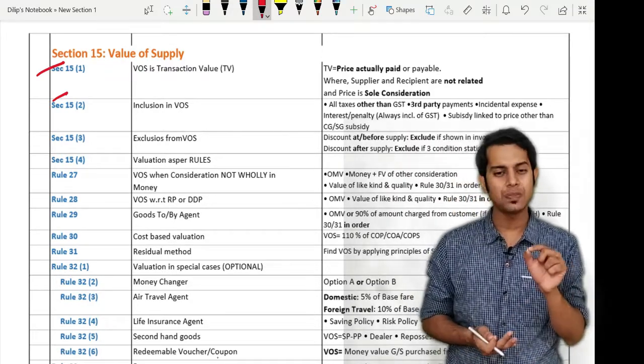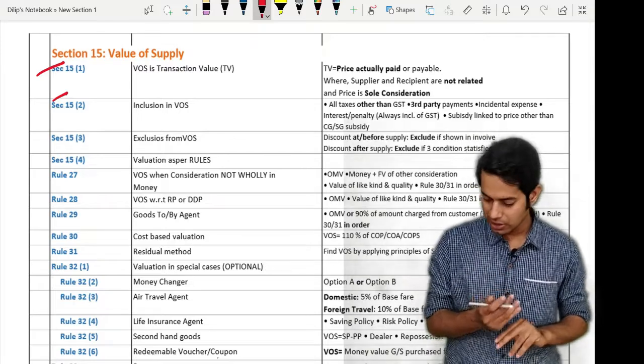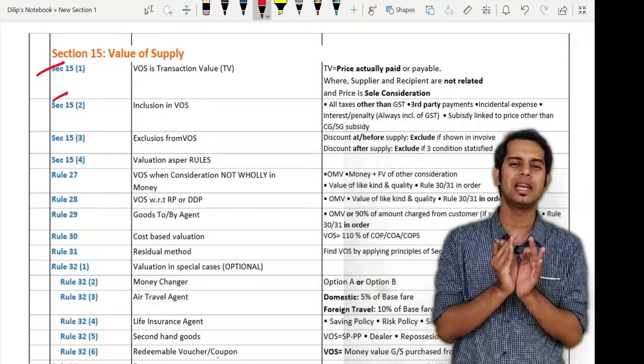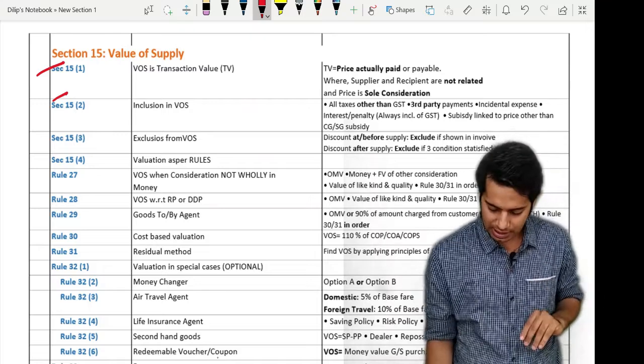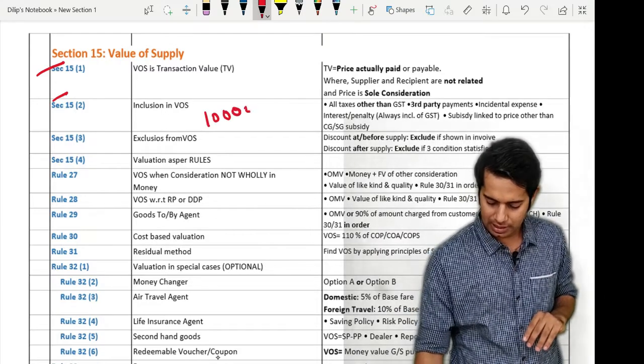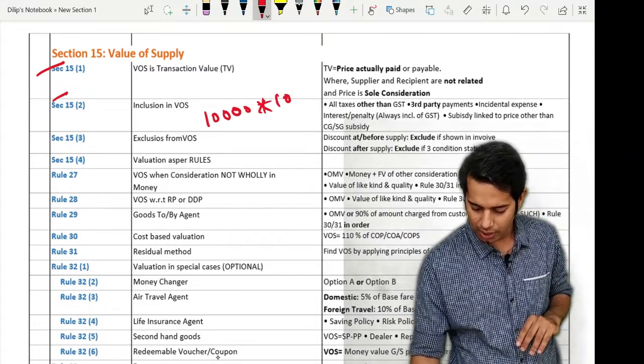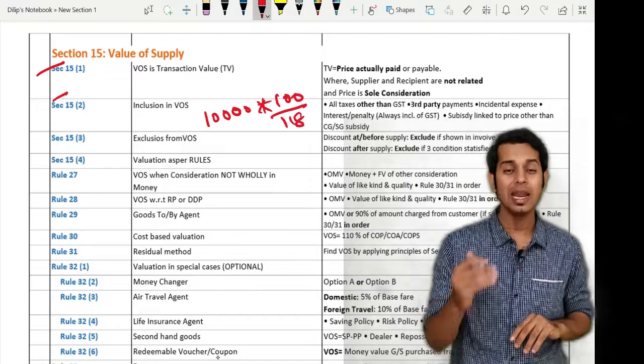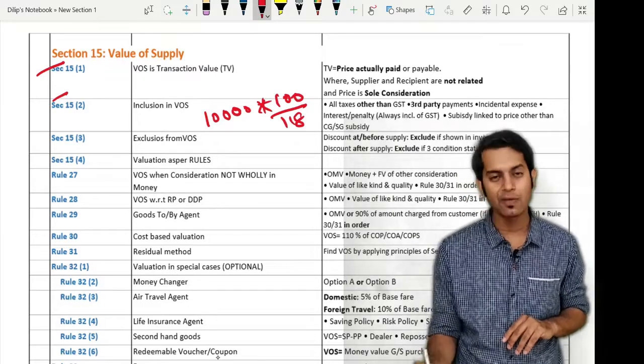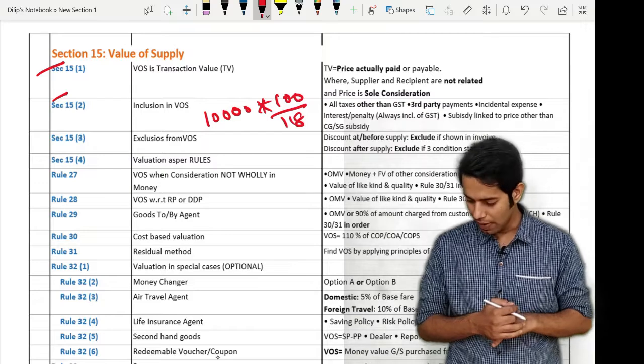Then interest, penalty, late fee for delayed payment of consideration. Please note that this interest, penalty, late fee is always inclusive of GST. If you receive an interest of rupees 10,000, then you should compute 10,000 into 100 divided by 118. This amount, whatever you arrive at after doing this calculation, is required to be added in value of supply.